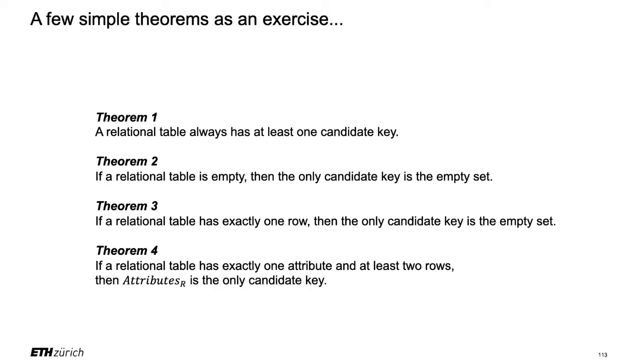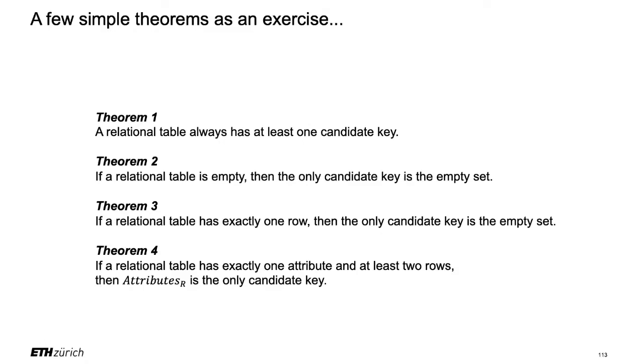Again, whenever I say the only candidate key, you need to prove 3 things. First, it's a super key. Second, it's a minimal super key. And third, it's the only one, right? So in that case, it's a super key because of set semantics, all values have to be unique because there's only 1 column, so it's a super key.